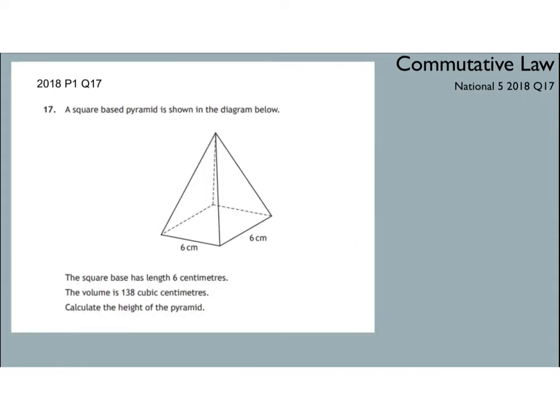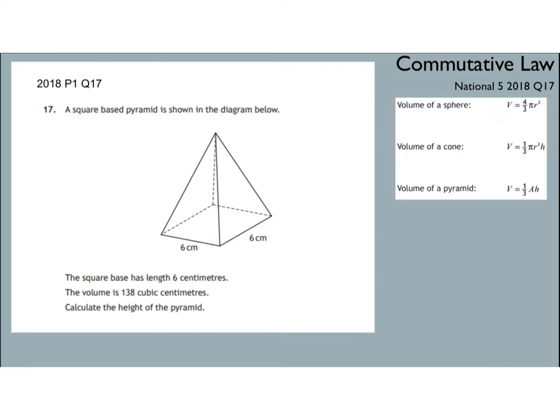And the last exam question that we're going to look at today, we have a square base pyramid. The square base has a length of 6 centimetres. The volume is 138 cubic centimetres. Calculate the height of the pyramid. Again, you'll need your formulas. So choose the appropriate formula and off you go.